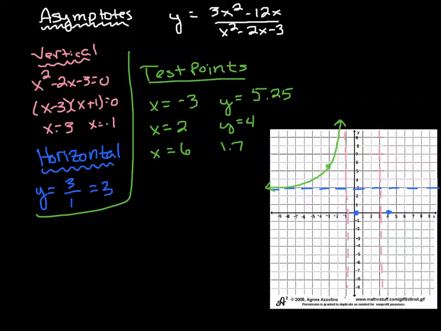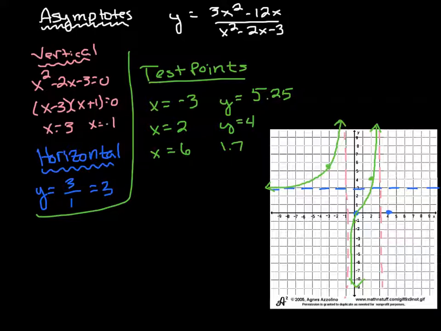Now for the second point we chose 2, and our y value was 4. So we go 2 to 4. I see how we have one point that's below the horizontal asymptote and one point above. So that means between these two asymptotes, our function is going to cross that horizontal asymptote. Definitely get really close to the asymptote.